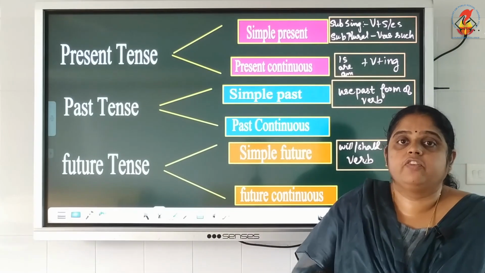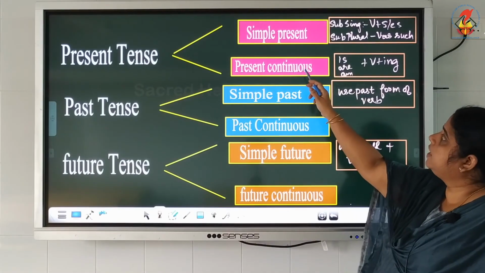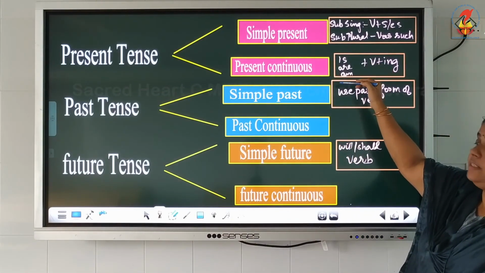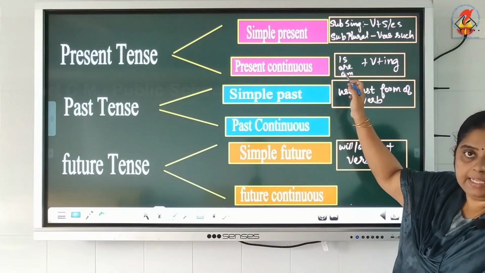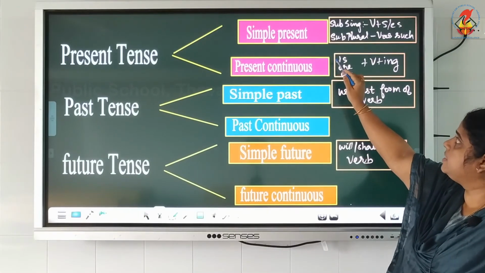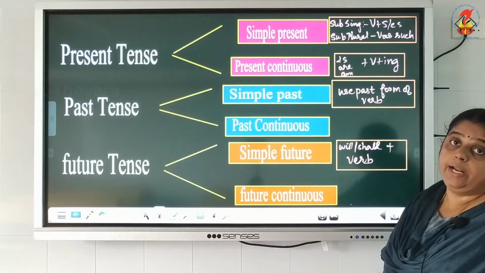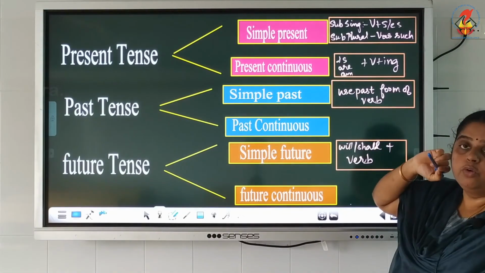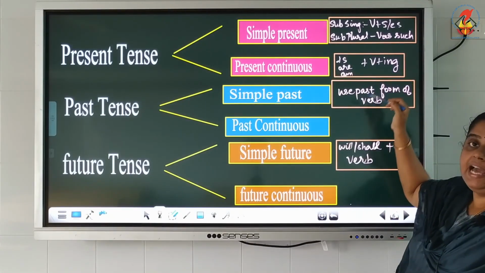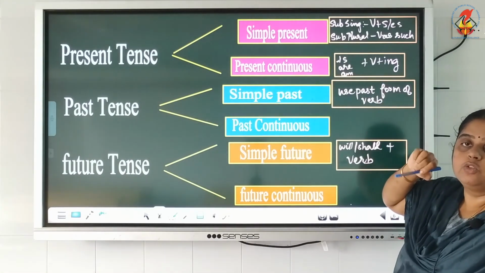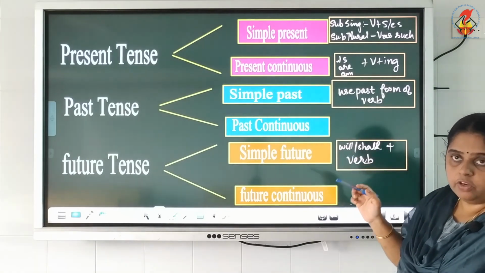Okay, don't change the verb, use the verb as such. Then present continuous. This is the format: is, are or am plus verb plus ing. Is is used when the subject is singular. Are is used when the subject is plural. And with I we use am. Plus the verb in the ing form. Add ing to the verb and make it a continuous tense. Hope all of you got it.